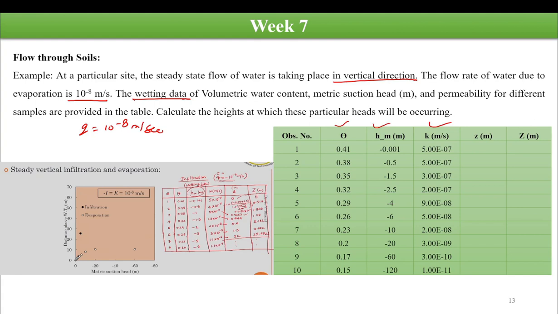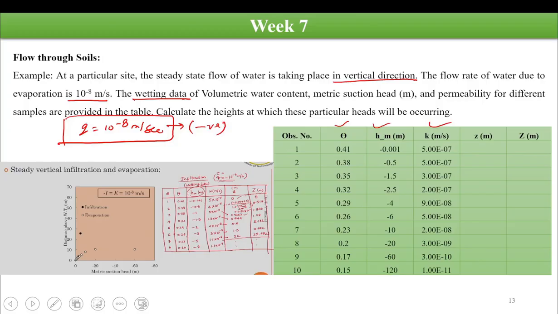So the formula basically will remain the same, just that the only value that will change here is the sign of Q, because this is the wetting data. So instead of water leaving the soil matrix, water is coming in. So we'll take this as a negative value. Let's see how we can solve this one.